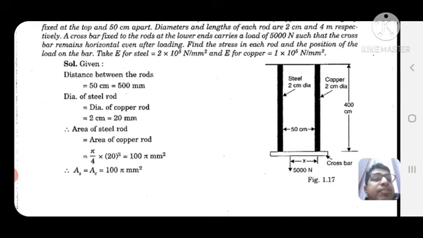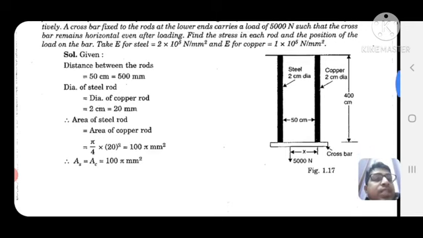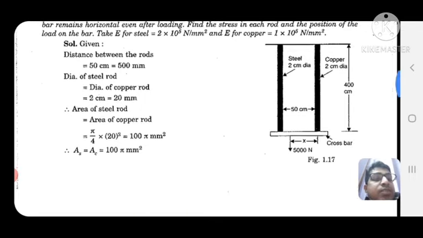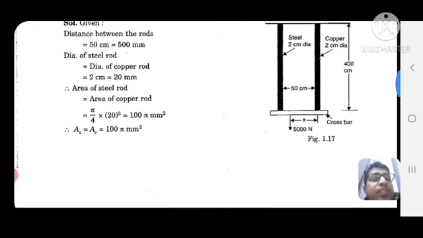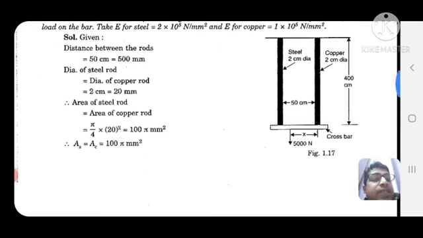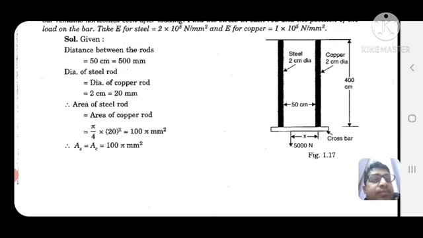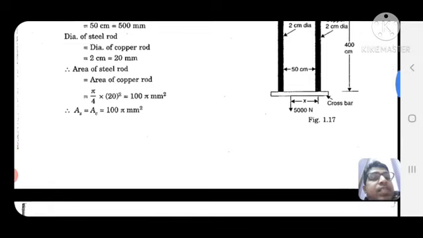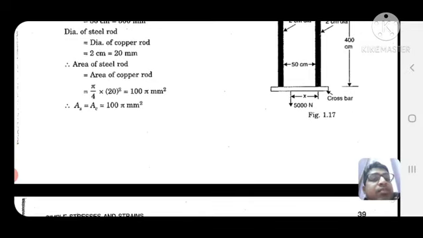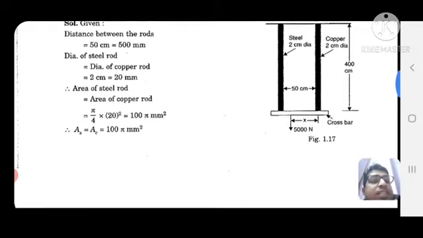Take capital E for steel equal to 2 into 10 to the power 5 Newton per millimeter square, and E for copper equal to 1 times 10 to the power 5 Newton per millimeter square. Distance between the rods is equal to 50 centimeter, which is 500 millimeter. Diameter of steel rod equals diameter of copper rod, which is 2 centimeter, that is 20 millimeter.